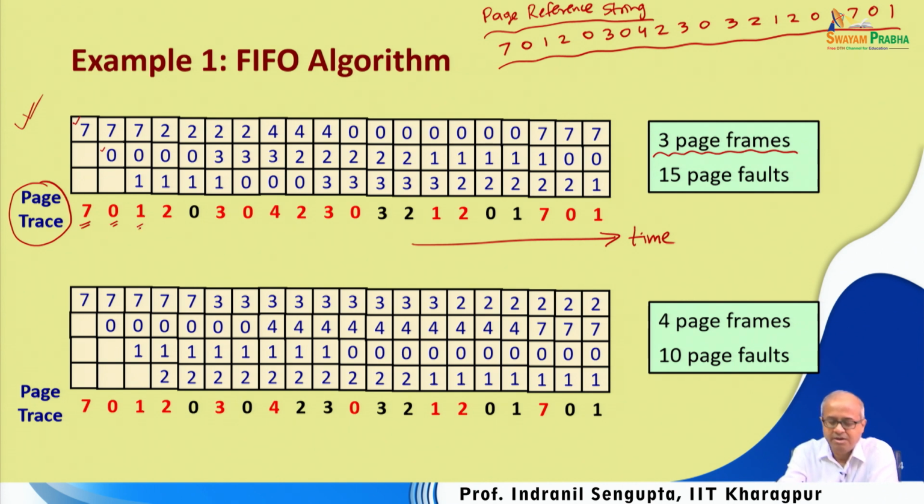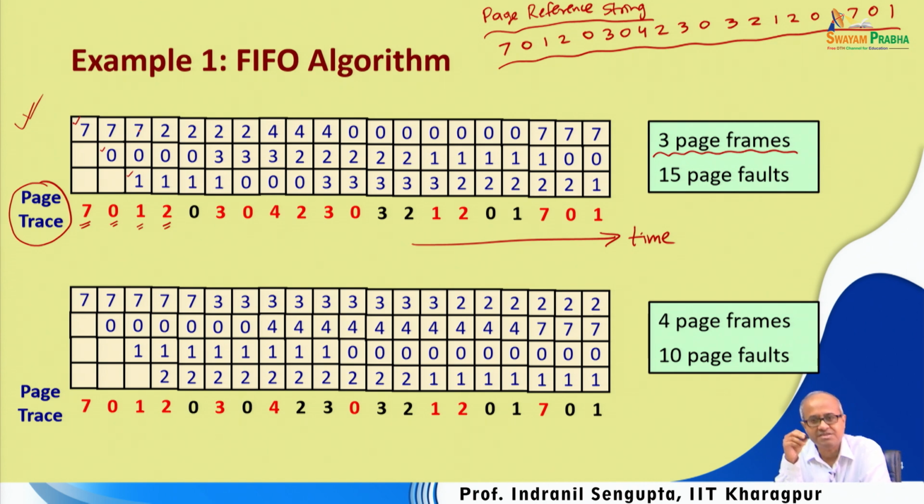Then 1 is brought in: 7, 0, 1. Whenever you have to bring in a page, I am marking it in red. So 7 you are bringing in, 0 you are bringing in, 1 you are bringing in, I am marking them in red. Then you are accessing page number 2. You find that out of 7, 0, 1, 2 is not there, so you will have to bring it in.